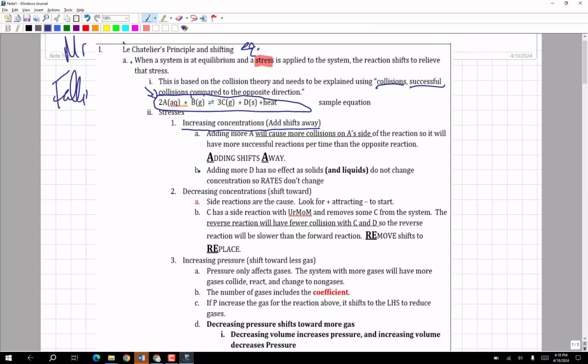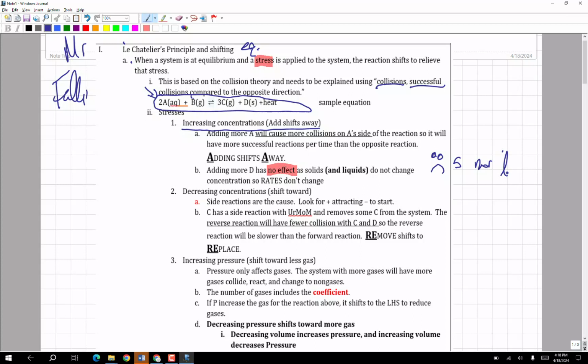Adding more D has no effect, as solids and liquids do not change concentration, so rates don't change. No change for solids nor liquids.